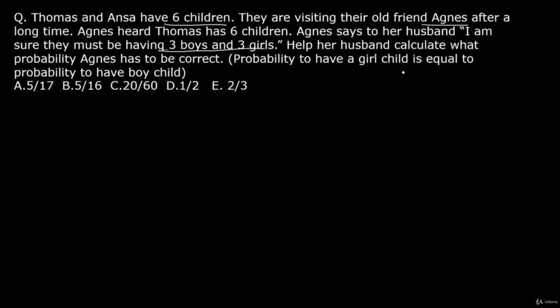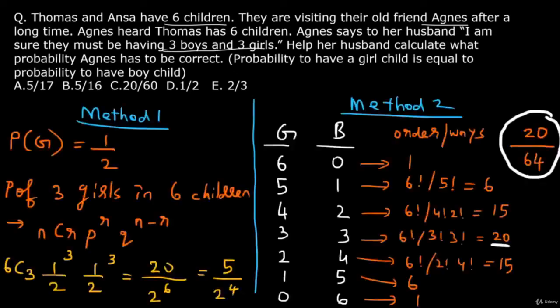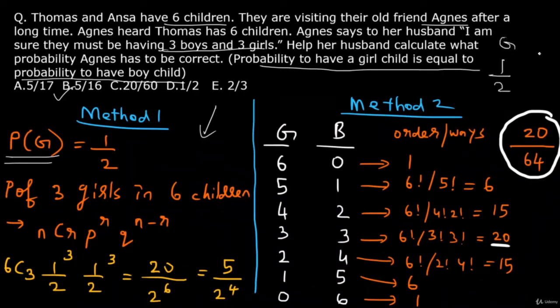Now, what's the correct answer to this question? The correct answer is 5 by 16, which is option B. Now, let's discuss 2 methods with which you could approach this question. This is the faster method. Let's take the probability to get a girl child as 1 by 2 and the probability to get a boy child as 1 by 2. And it's 1 by 2 because they are equal: the probability to have a girl child is equal to the probability to have a boy child. So if you have a child, there is a probability of 1 by 2 for that child to be a girl, and 1 by 2 for that child to be a boy.